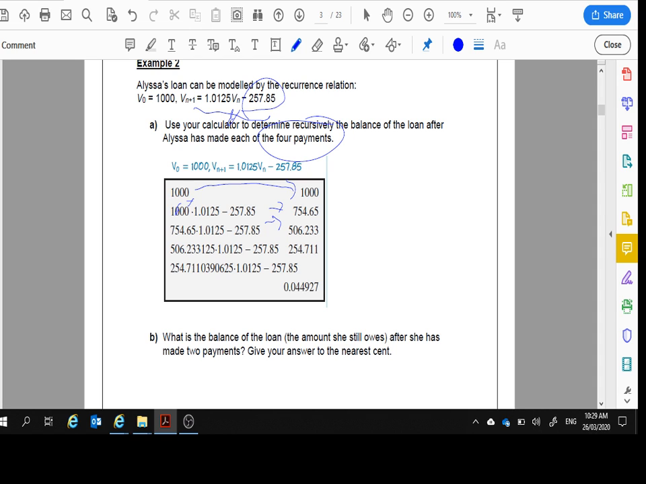So after 1 month she owes that much. After 2 months she owes that much. After 3 months she owes that much. After 4 months she owes that much.